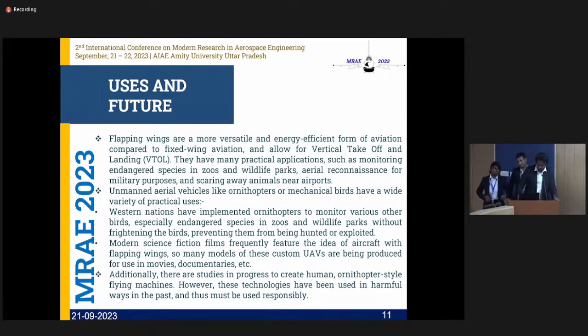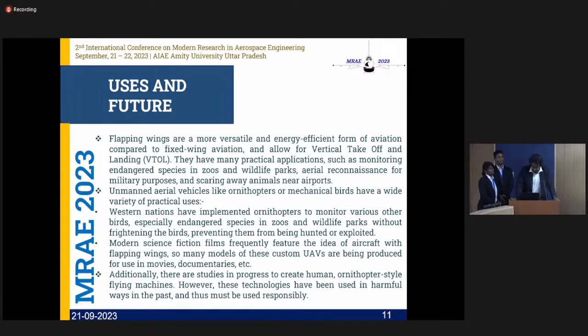The uses and features. The key application of ornithopters will lie in the areas of environmental conservation. Western countries have developed them to monitor various species of birds in zoos and other forest environments. They are used to closely monitor endangered species without causing any direct distress to them. This non-intrusive observation ensures that the birds and the species are free to do whatever they want.